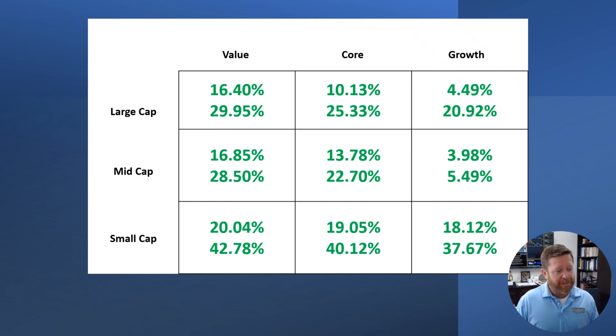Small cap stocks, 20, 42, 19, 40, 18, 37, great. But man, look at those numbers. 42, 40, 37, huge returns in small caps. So while everybody wants to buy Broadcom and Nvidia and Microsoft and Meta and all of the AI is going to solve all of our problems for us, there's some real returns happening in the smaller companies as they start to capitalize here. So that's something to pay attention to.